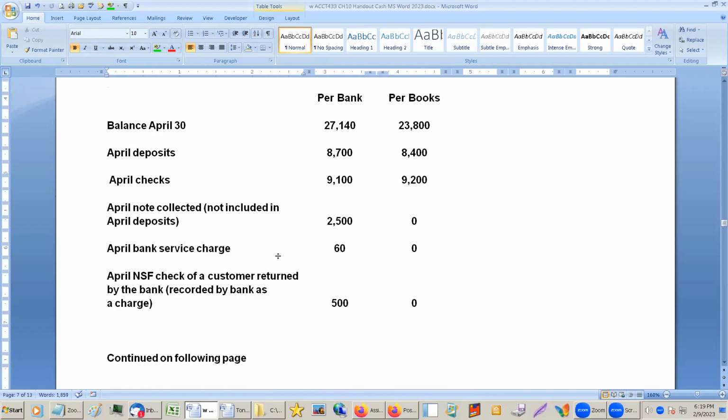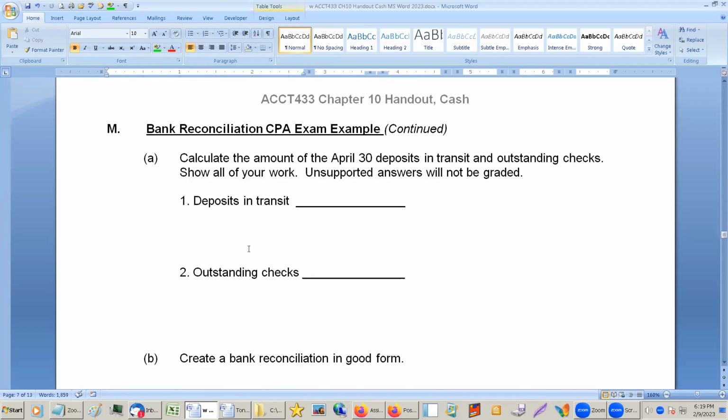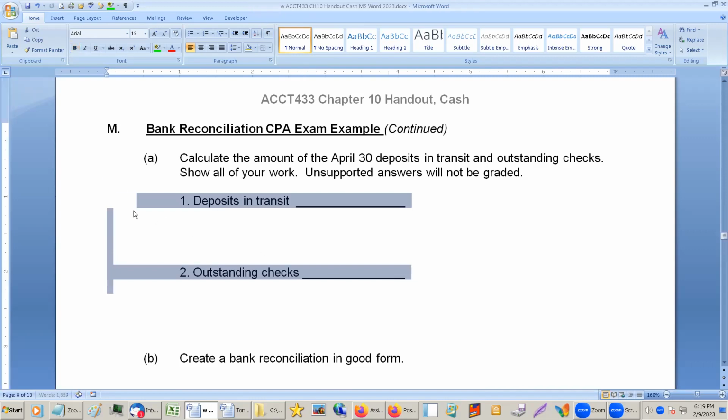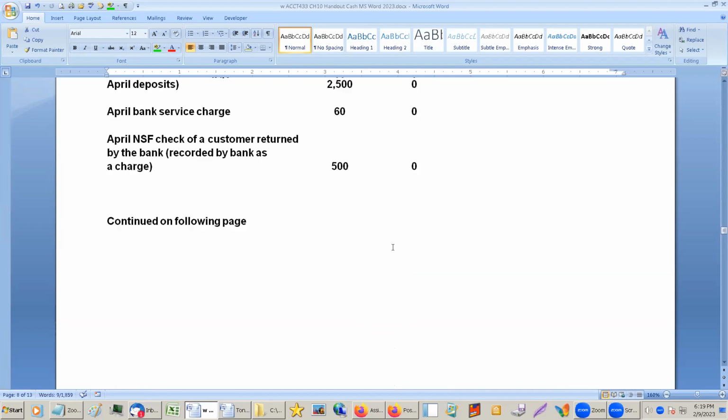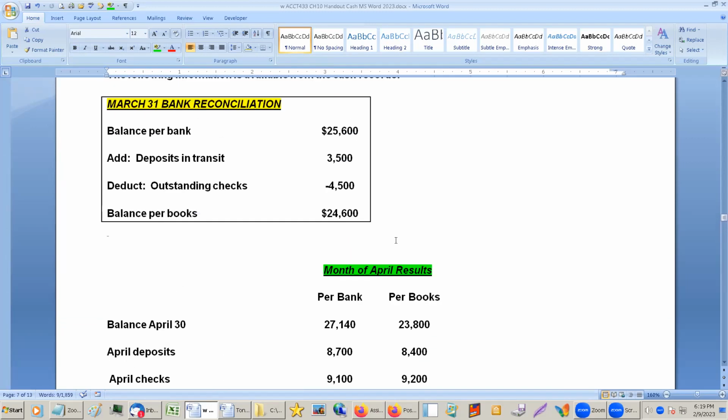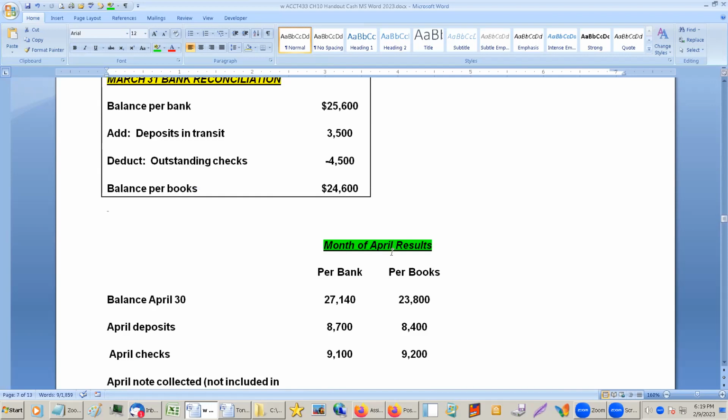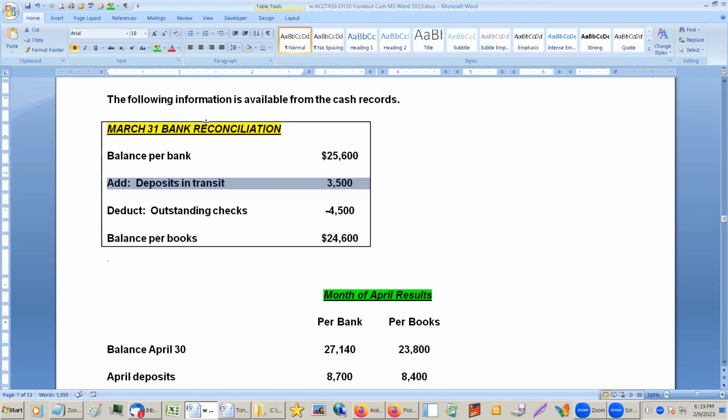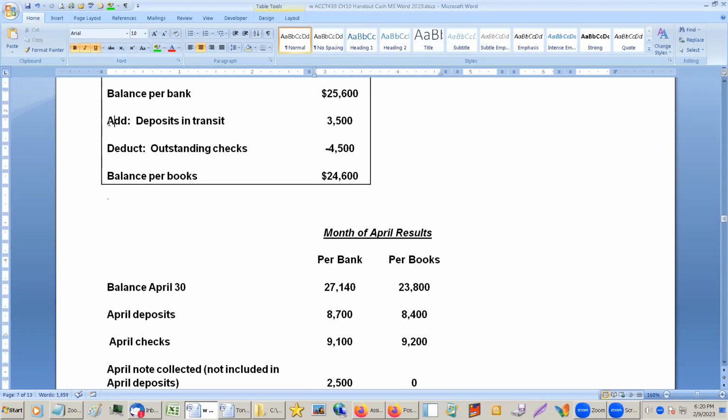Now, the one thing that we have to figure out, on this next page, are the deposits in transit and the outstanding checks. And this is actually the hard part about this. The rest of it's not too bad, but finding out the deposits in transit. So here, I'm going to take this off. I need to use these colors. Let's say, deposits in transit.